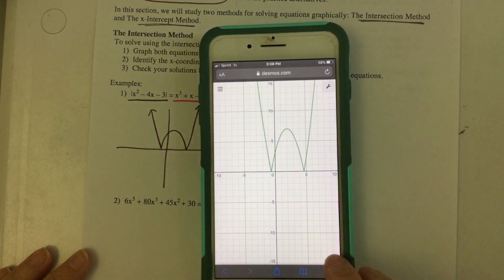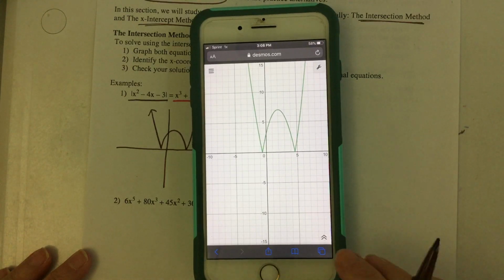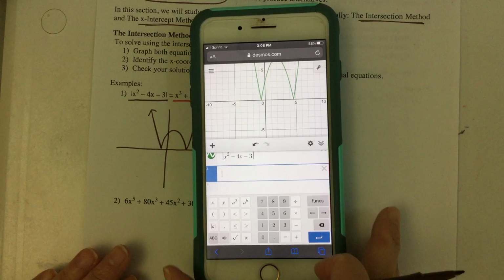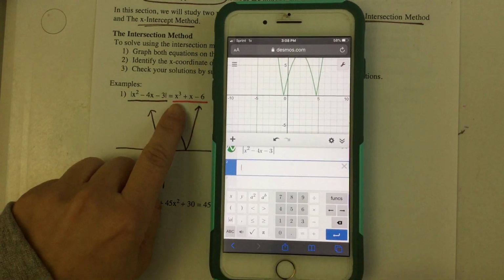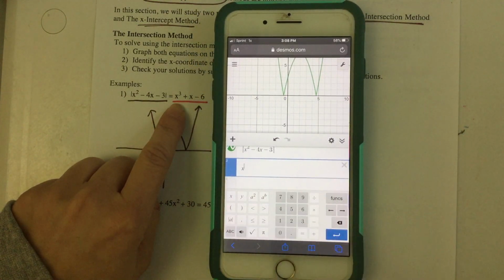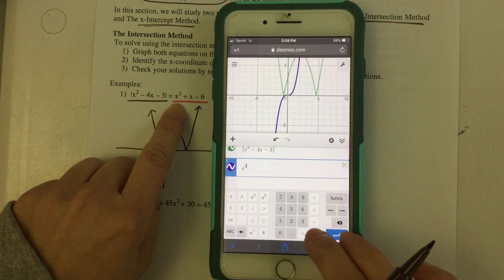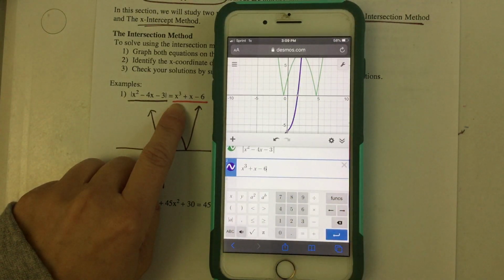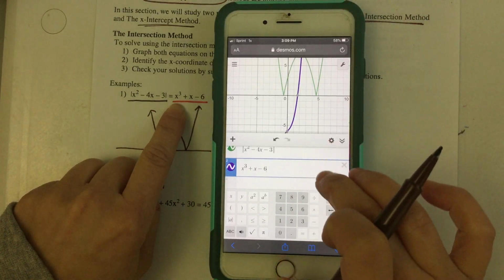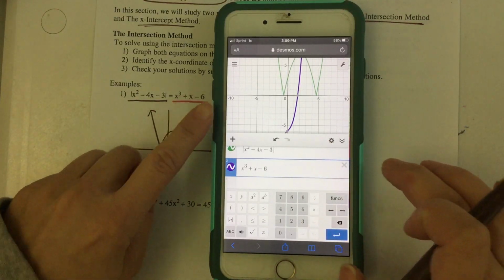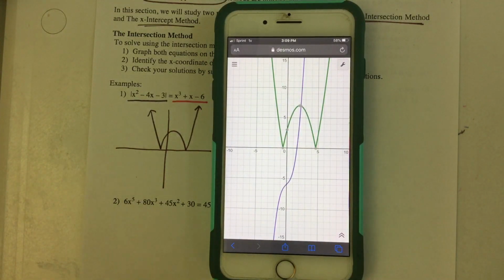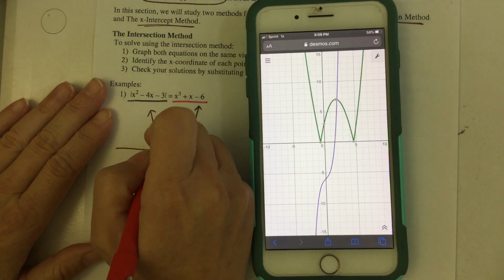Now on the same viewing screen, remember I can hit those two arrows, tap right underneath the first equation, and put in the second equation: x to the power of 3 plus x minus 6. Now again, if I do not want to see the equations and want to focus more on the graph, you can hit the down arrow. I see an intersection point, but again, what I need to do first is sketch it.